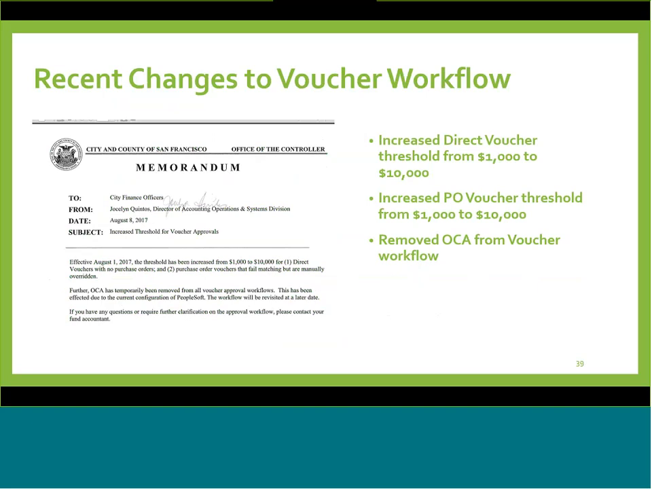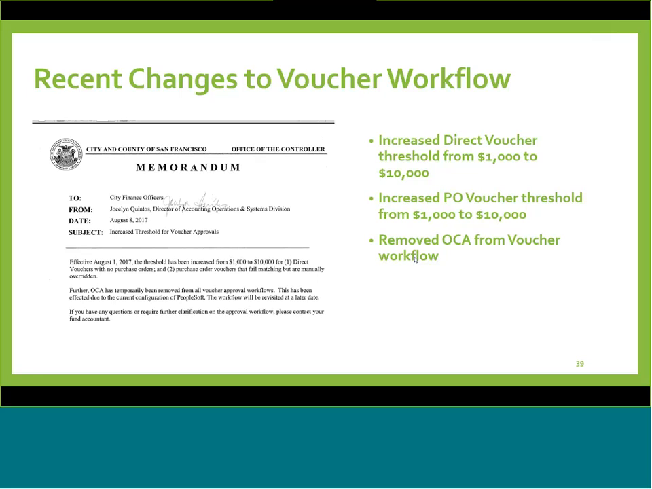Okay, and we had some recent changes to the voucher workflow as we described, but this is a really huge thing, so can we talk a little bit about what happened? Right. So the first thing we talked about is we removed OCA completely from the voucher workflow approval path. So no more voucher payments will go to OCA for approval. We have increased the direct voucher threshold, and actually the PO voucher threshold too, for approval, from $1,000 to $10,000. So anything like a direct voucher or a PO voucher that was unmatched, that you did a match override on, if it's under $10,000, only your department has to approve it. If it's over $10,000, your department has to approve it, and the controller's office has to approve it.